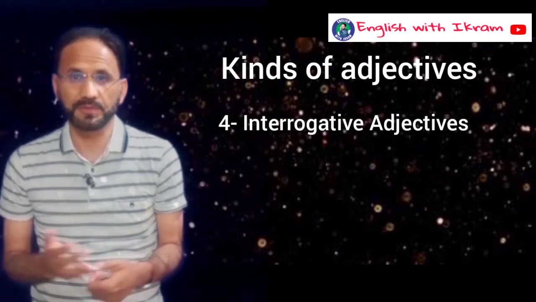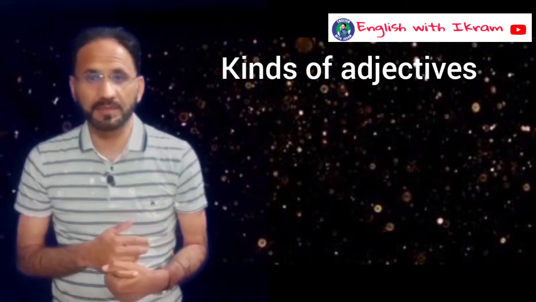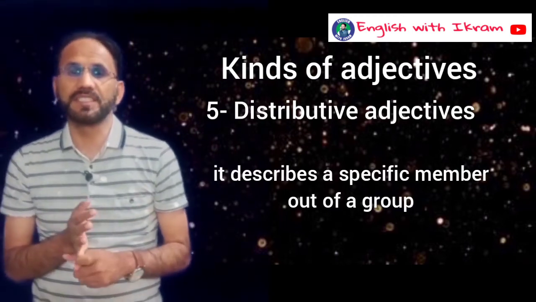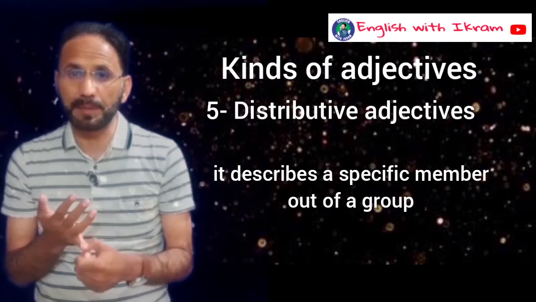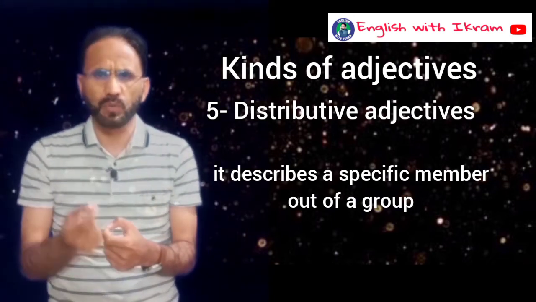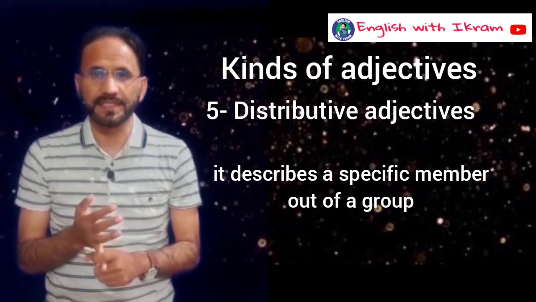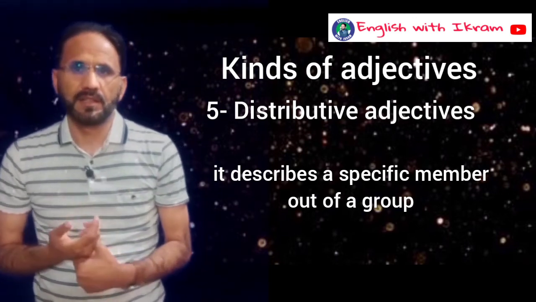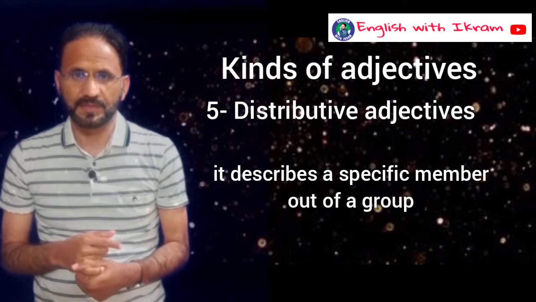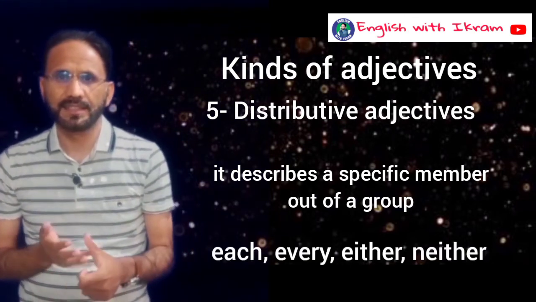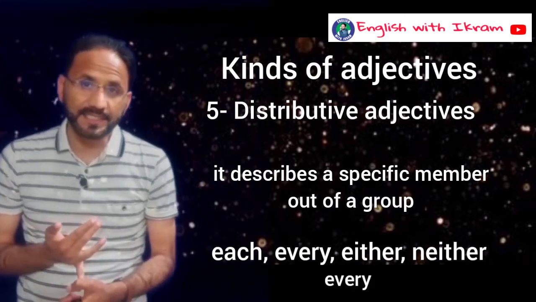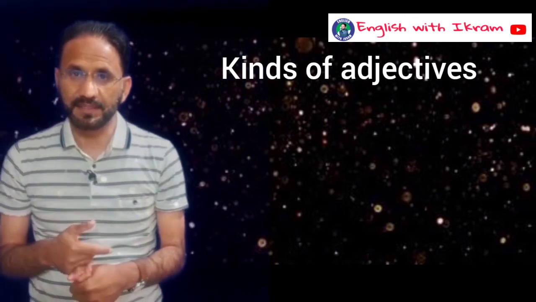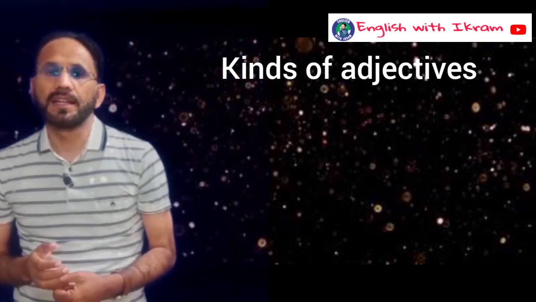What way should I go? Which color do you like the most? These are interrogative adjectives. Then come distributive adjectives. Distributive adjectives describe a specific member, a specific thing out of a group. It singles out one out of many. For example, if I ask you, which color of these two do you like? I don't like either. Either, neither, nor, every, each. Every boy should come tomorrow. So every, each, neither, either, such words are called distributive adjectives.